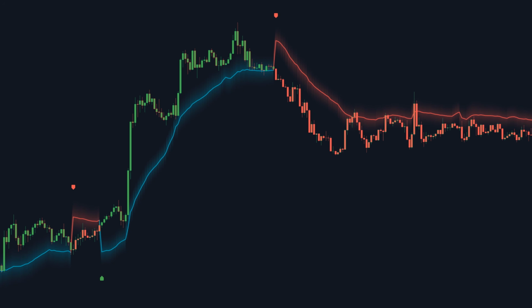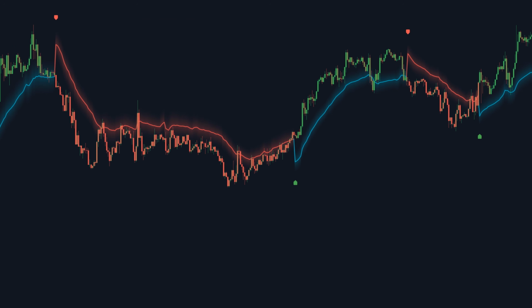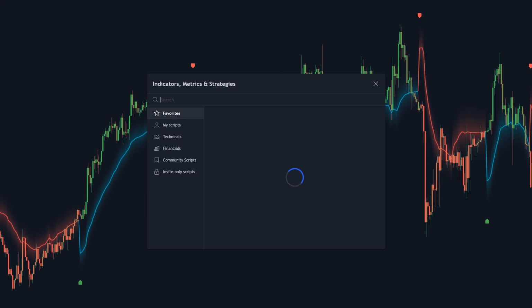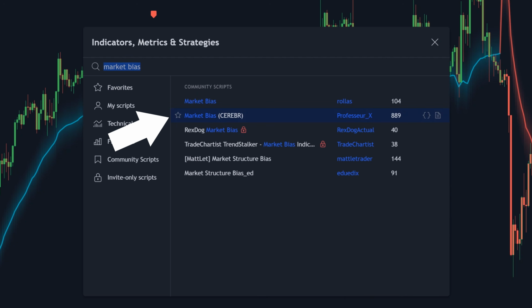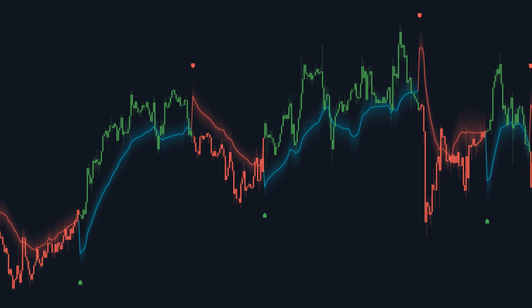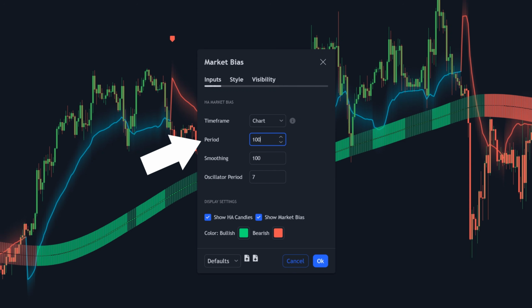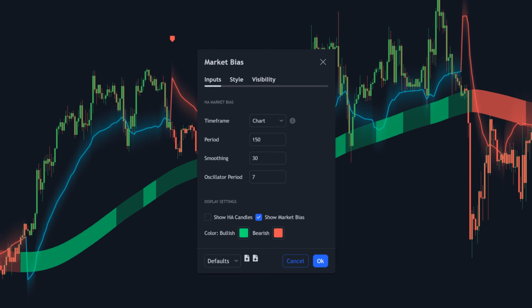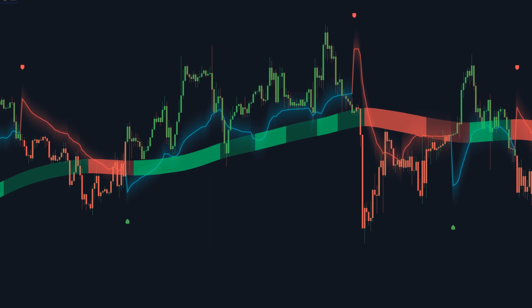For the strategy I'm going to be showcasing in this video, we need to add one more indicator to the chart. Open the indicator search tab and type in market bias. Select this one by Professor X. Then double click on it, and on the inputs tab, we want to change the period to 150. For the smoothing period, we're going to change it to 30. And then disable the show HA candles option. After that, click OK.